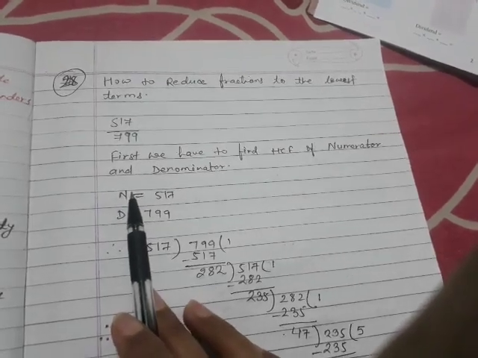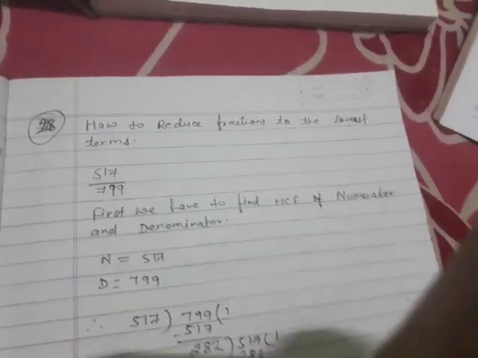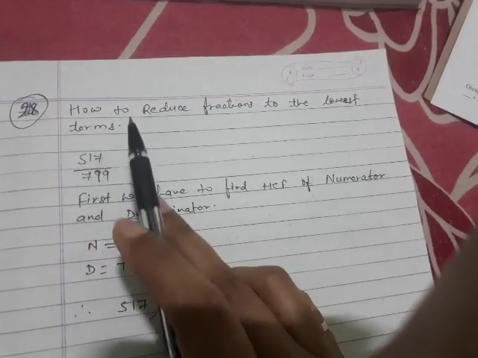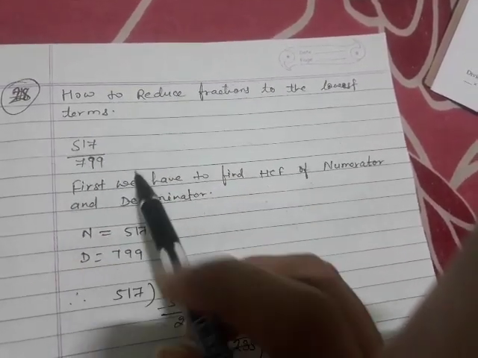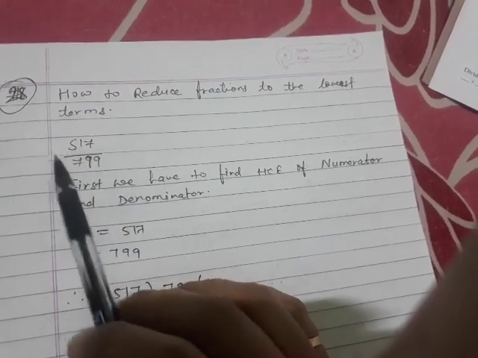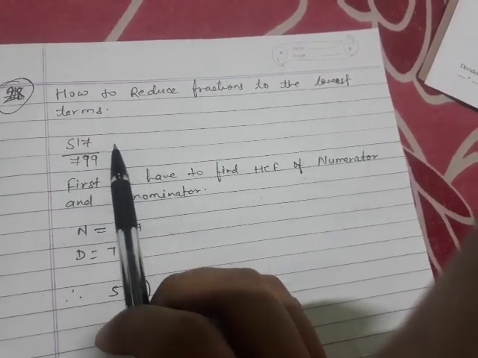Question number 28. Okay, question number 28: how to reduce a fraction to the lowest term. So we have to reduce this fraction into the lowest term.